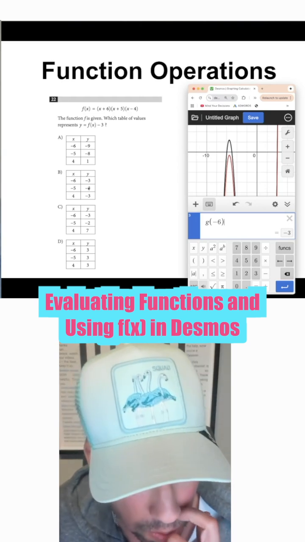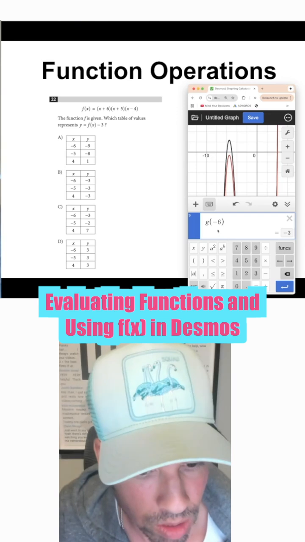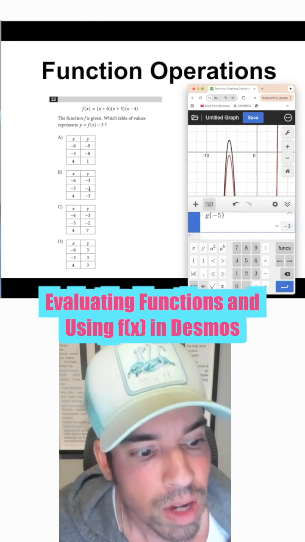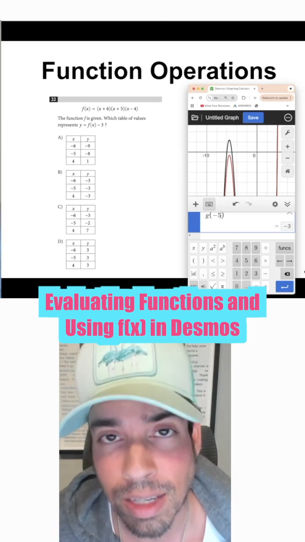So I already know I'm down to B or C. Now let's look at negative 5, right? Is it going to be negative 3 or negative 2? Let's type in g of negative 5. Look at that. It gives us negative 3. So this means that B, therefore, must be the answer. That's how you do it. Done.